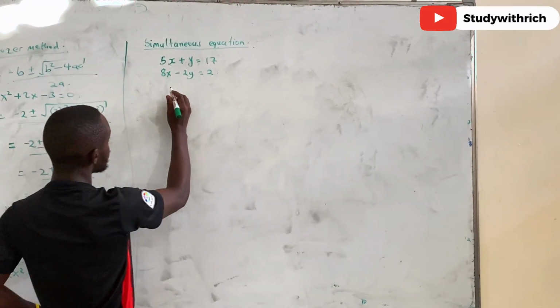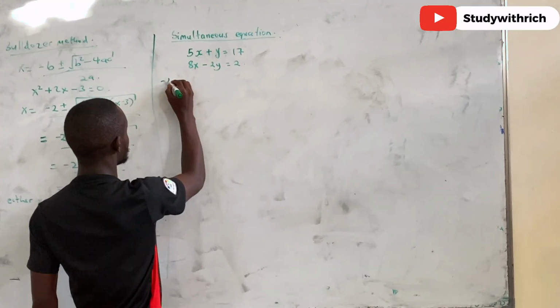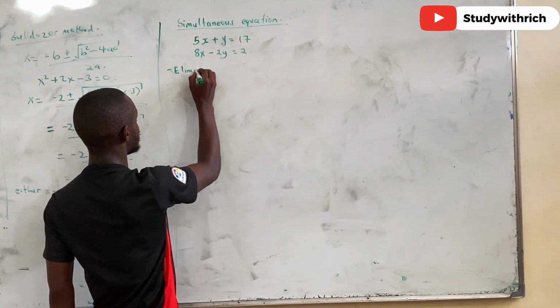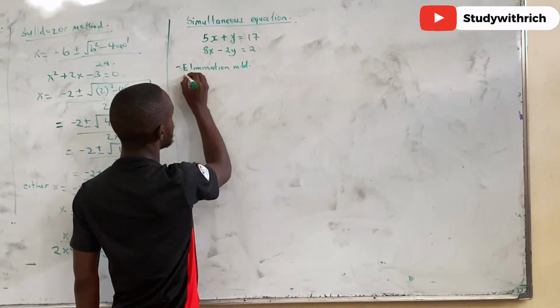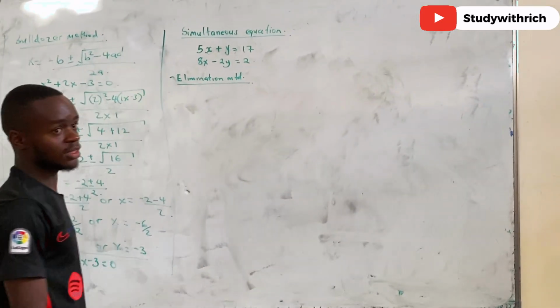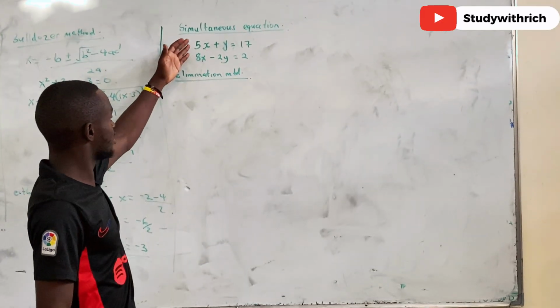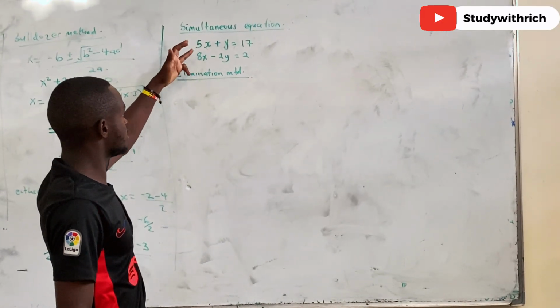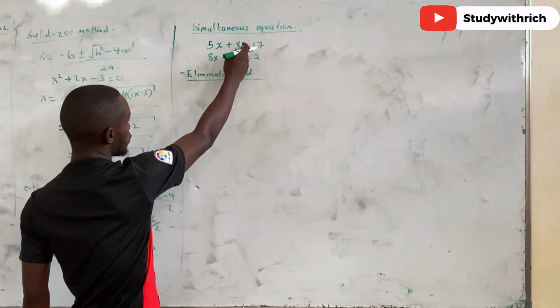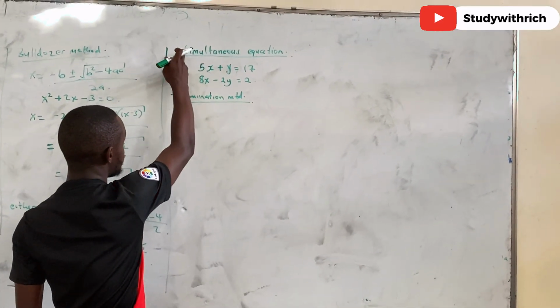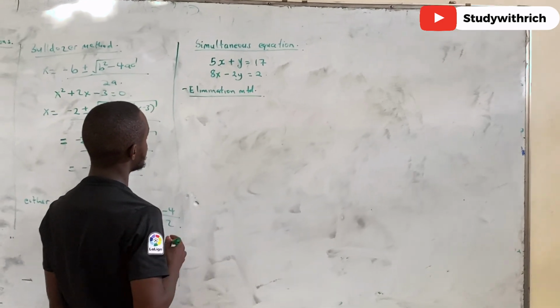So let's use what we call the elimination method. In the elimination method, we are going to eliminate one of the unknowns. And to do that, we are going to put coefficients before these equations.